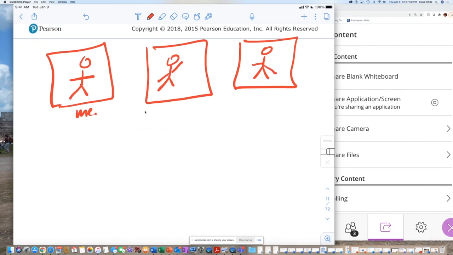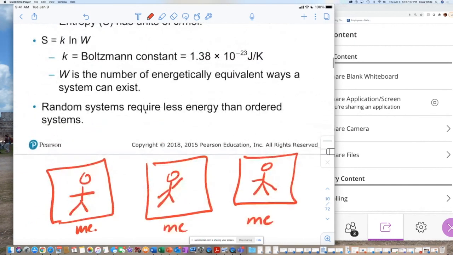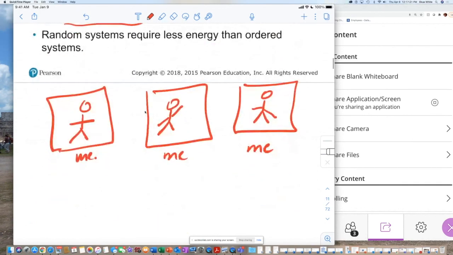Okay, I say it like that. Okay, so this is me, this is me, and this is me. This is before selfies, right? And so the idea here I'm trying to use is to illustrate energetically equivalent ways of arranging a system. When there's only one person in the picture, there's only so many variations you can have, and there is a limited variation because there's only one person in the picture.